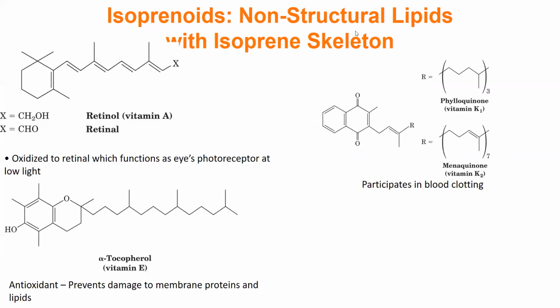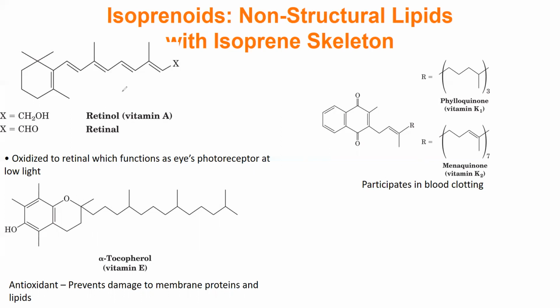Let's look at some other non-structural lipids made out of these isoprenes. Vitamin A, shown here, also called retinol or retinal, depending on what the X group is. This helps us see. So what happens is that when you have retinol or retinal, the way we see is that when a photon hits our eye, this molecule is going to change.